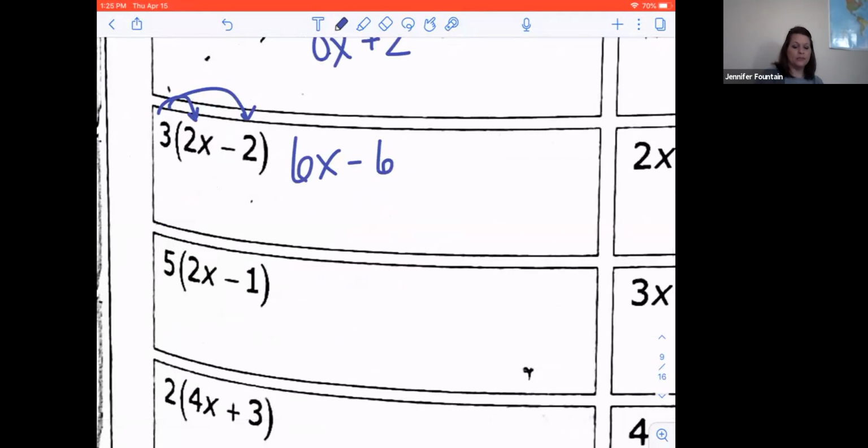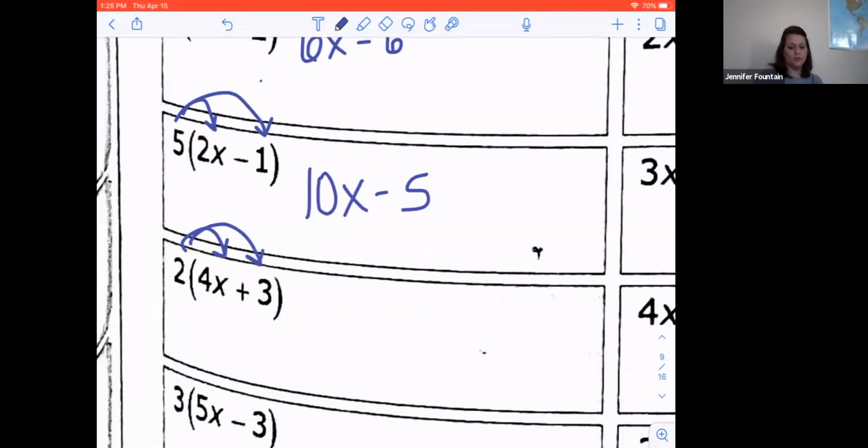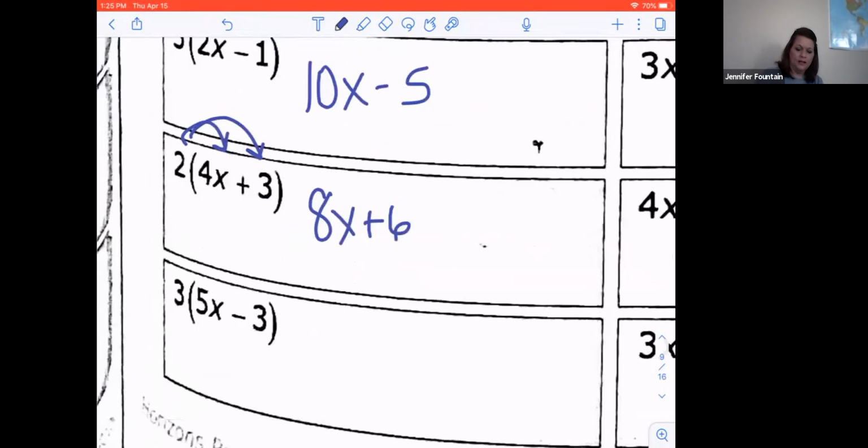5 times 2x minus 1. I multiply 5 times 2x and 5 times negative 1. 5 times 2x is 10x. 5 times negative 1, negative 5. 2 times 4x plus 3. 2 times 4x is 8x. 2 times 3 is 6. 3 times 5x, 3 times negative 3. 3 times 5x is going to be 15x. 3 times negative 3 will be negative 9.